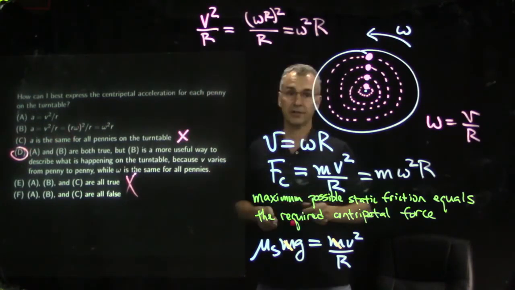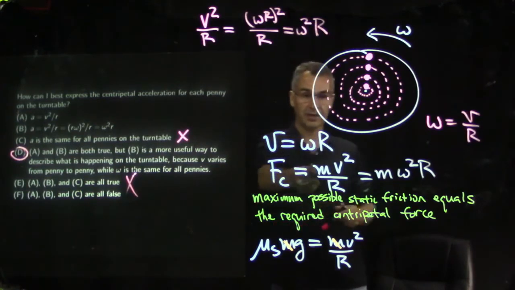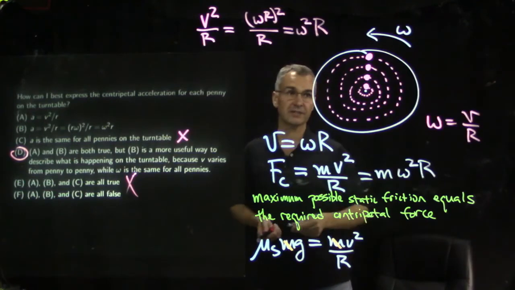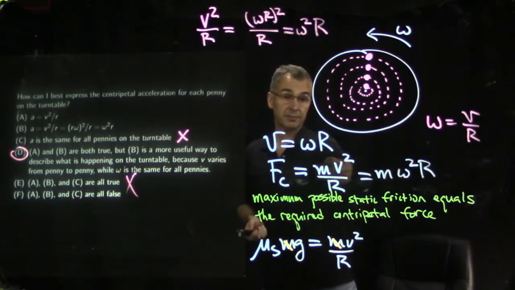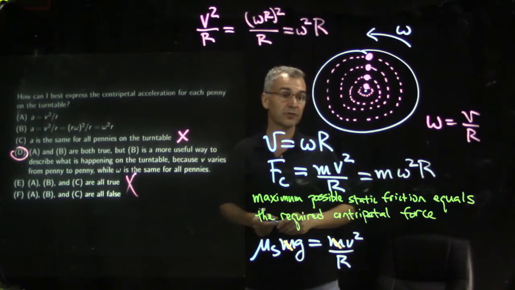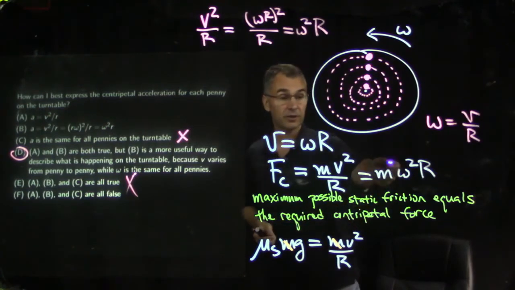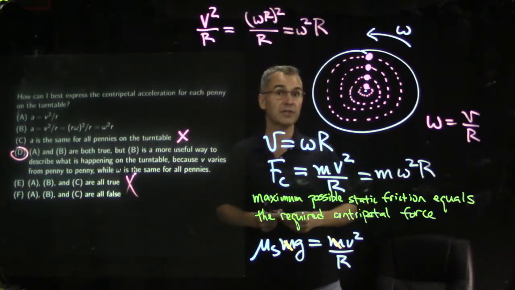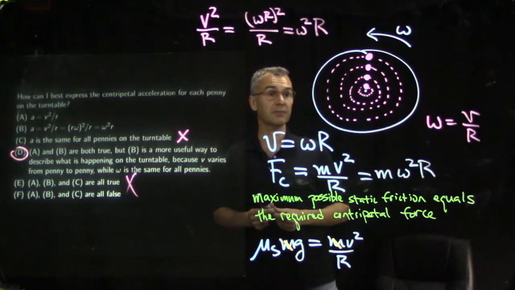So it is true that we have mv squared over r for the centripetal force needed to keep the pennies on the turntable, but that's not very useful because the different pennies have different speeds. But m omega squared r is a more useful expression because they all have the same omega. So now you can think, is it the pennies at little r or the pennies at big R that require a bigger centripetal force to keep them on the table? And what is the maximum size of that centripetal force if it's static friction?